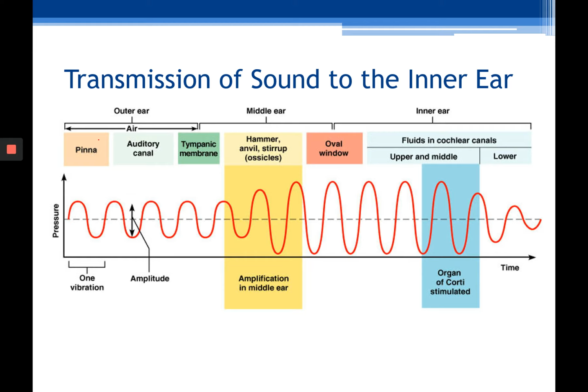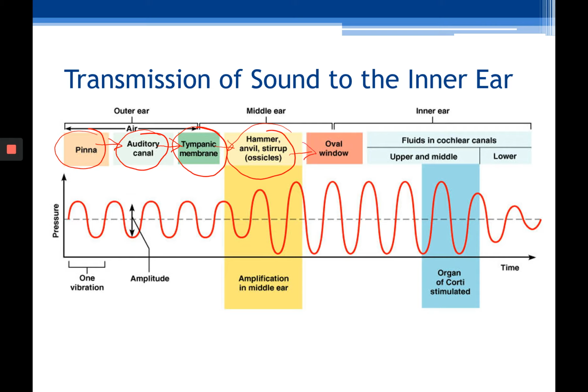So here we have the pinna. From the pinna, we'll move to the auditory canal, also called the external acoustic meatus. Sound waves will then hit the eardrum. The eardrum will vibrate and cause the auditory ossicles to vibrate. The auditory ossicles contain the malleus, incus, and stapes.